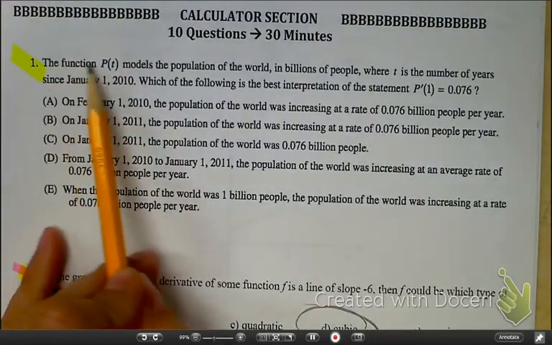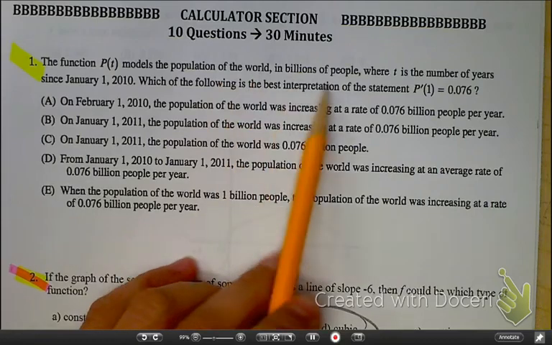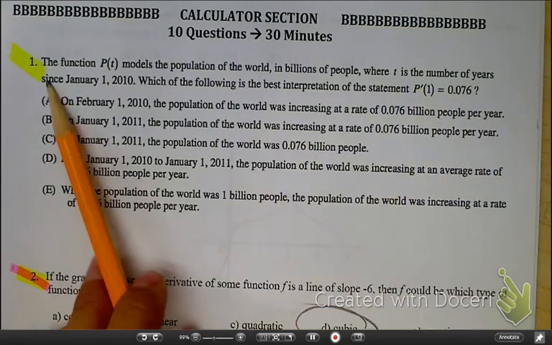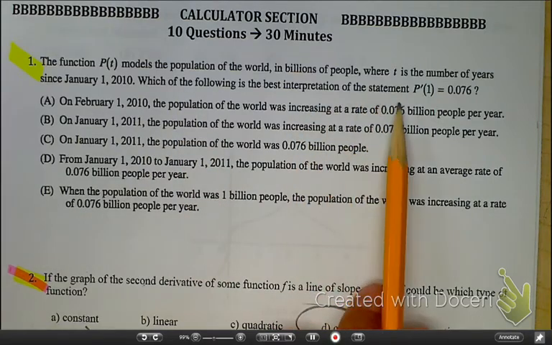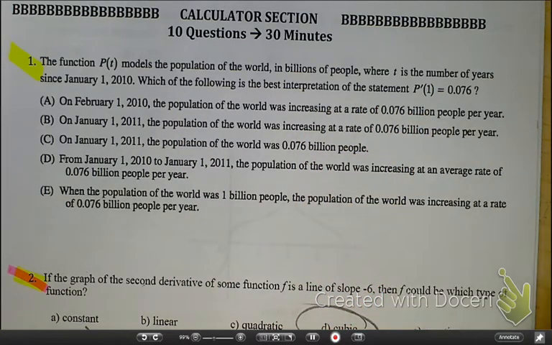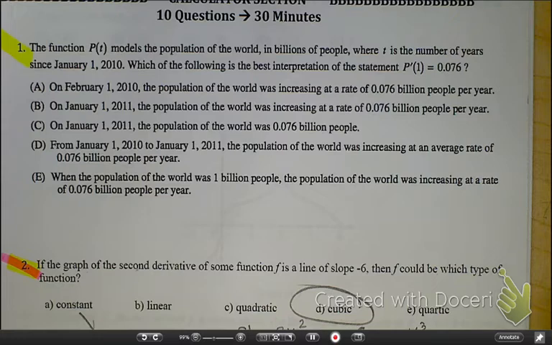It says the function P of t models the population of the world in billions of people, where t is the number of years since January 1st, 2010. Which of the following is the best interpretation of the statement P prime of 1 equals 0.076?